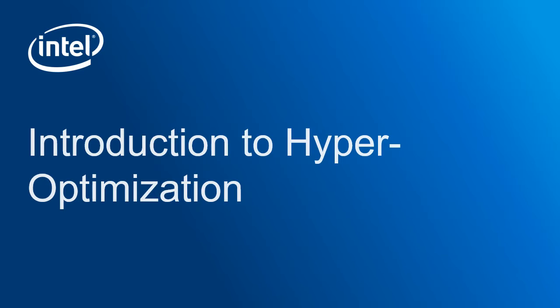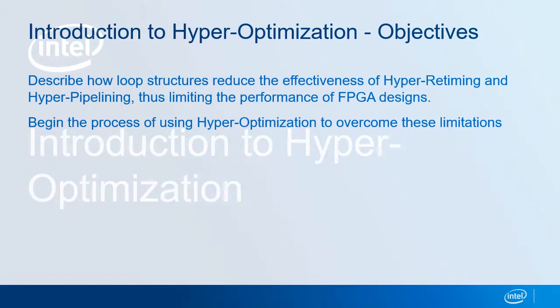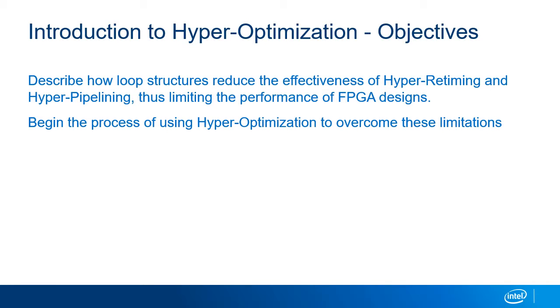This training is part of a series of training courses highlighting the FPGA design process when targeting Intel FPGAs made with the Intel HyperFlex architecture. By the end of this training, you will understand what is meant by hyper-optimization, the reasons behind why you may or may not need to do it, and how it relates to loop structures and their impact on your FPGA's design performance. You will also understand the steps needed to begin the process of performing hyper-optimization.